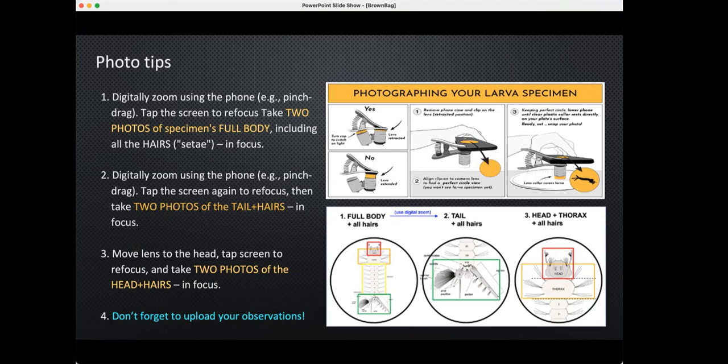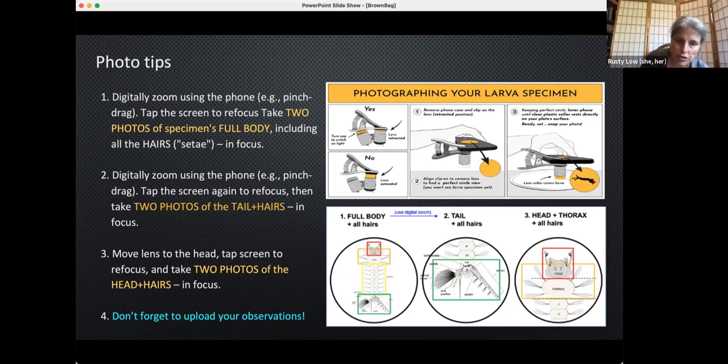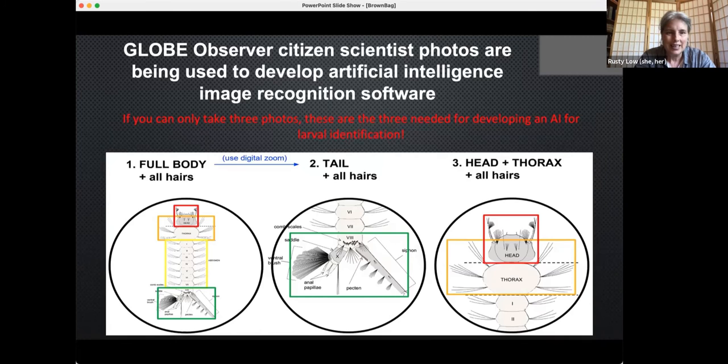Okay, and then if you have the chance to take pictures, I remember I said they really want pictures of the head, the thorax, the wide body part, and the tail end more than anything else. And so if you could take a couple pictures of those using your digital zoom, that would be awesome. That is everything.